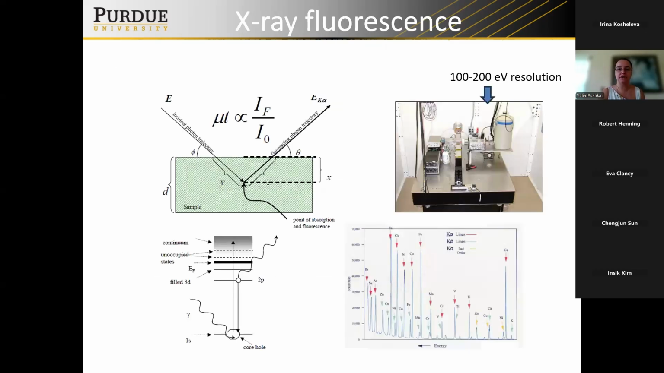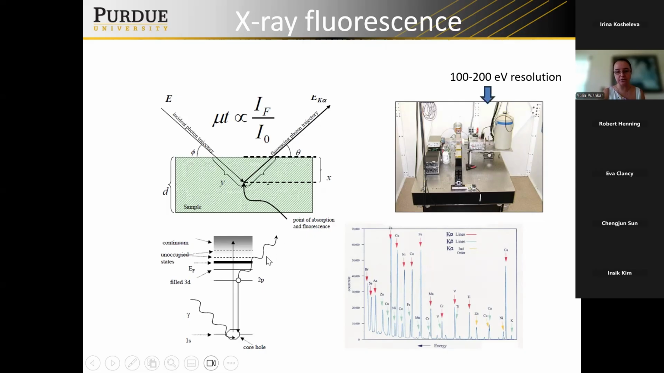Okay, so for a very broad audience, what is X-ray fluorescence? X-ray fluorescence is like optical fluorescence. So you get a photon in, you excite your system into a certain state, and then eventually the system will relax and give you a photon out.